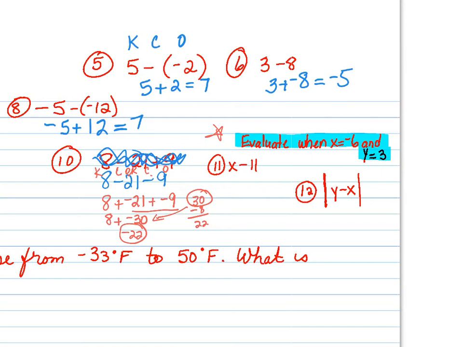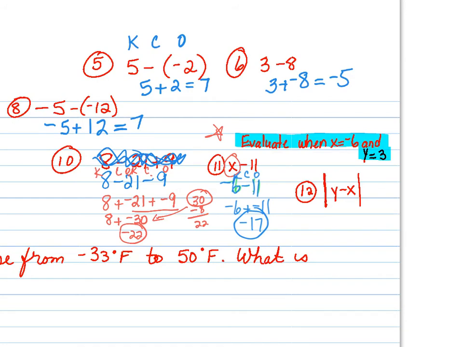If you look at number 11, it says x minus 11. We are evaluating it. Do we know what x is equal to? Yep, we do, don't we? It is equal to negative 6. So all I'm going to do is write down negative 6 minus 11. This is subtraction. We don't do subtraction. We're going to keep, change, opposite. So it becomes negative 6 plus negative 11. And the answer to that is negative 17.